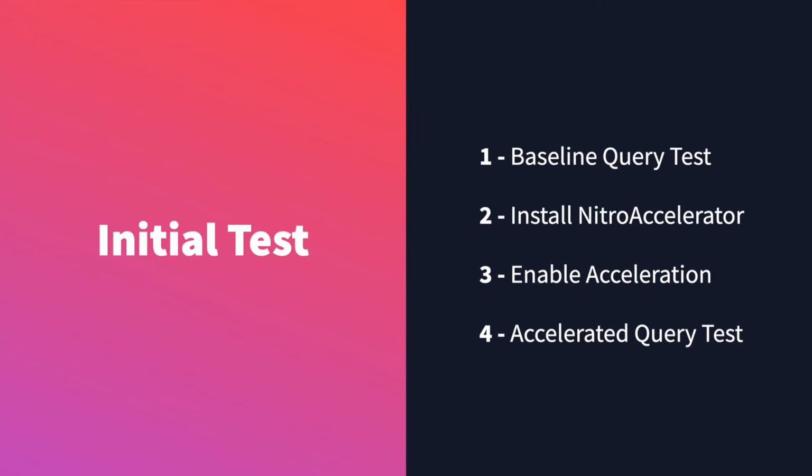In this test, I will perform a baseline select query. Then I will install NitroAccelerator. I'll show you how to enable acceleration, and then I'll wrap with a quick accelerated query test. The baseline query should take about 25 to 35 seconds, and we'll see if we can cut that execution time in half. Heck, maybe more. So please stay tuned.